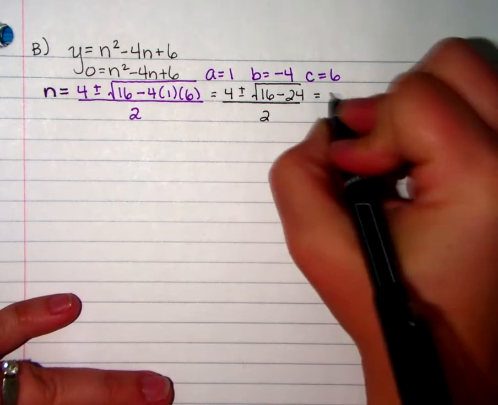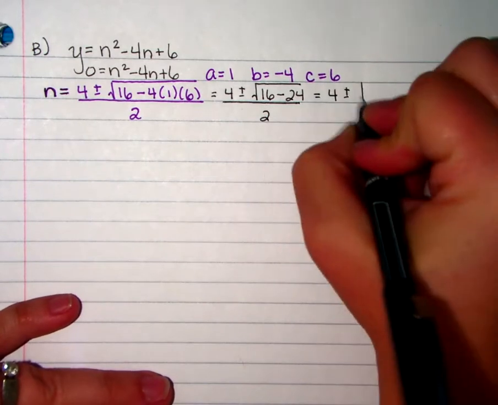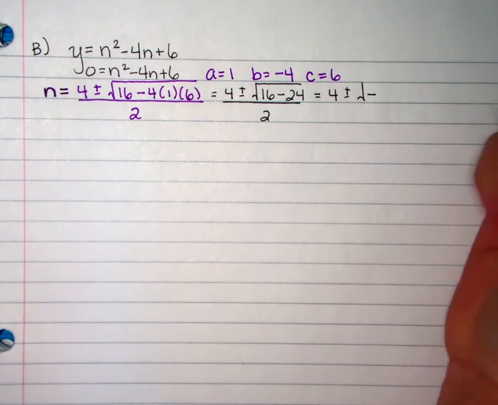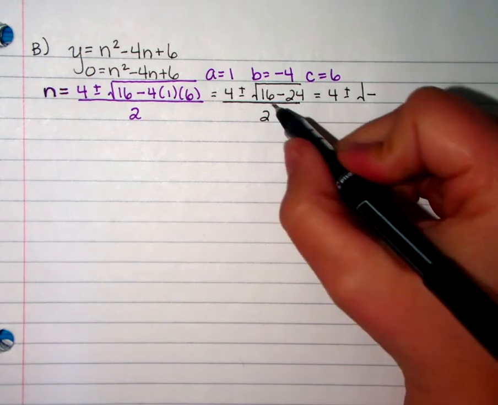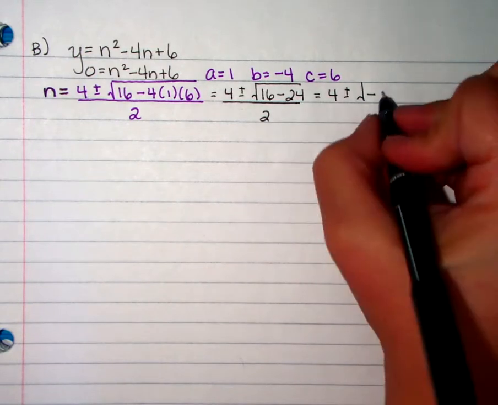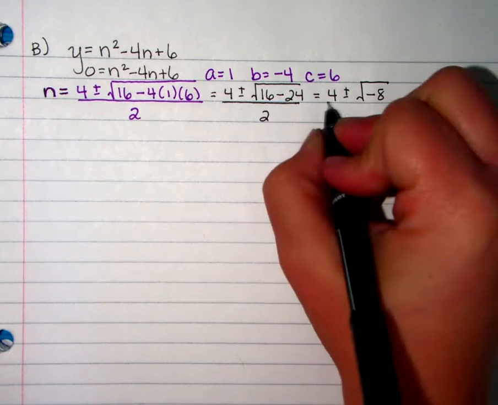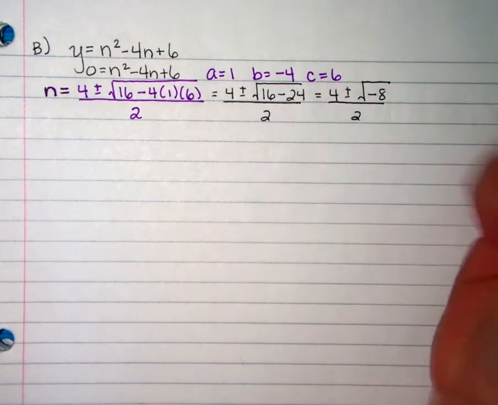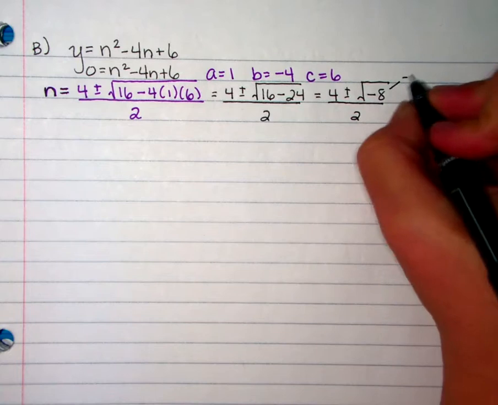So again, the 4, the plus or minus, that doesn't change. The square root of 4 is 2. Square root of negative 1 is i. And the root 2 stays under the radical because that's not a perfect square.